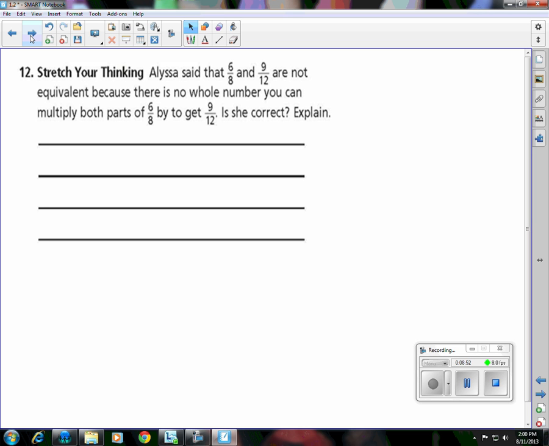Alyssa said that 6/8 and 9/12 are not equivalent because there's no whole number you can multiply both parts of 6 and 8 by to get 9 and 12. Is she correct? And please explain. So this is your one homework problem. You need to come ready to talk about this with your group tomorrow, okay? We'll see you in class.